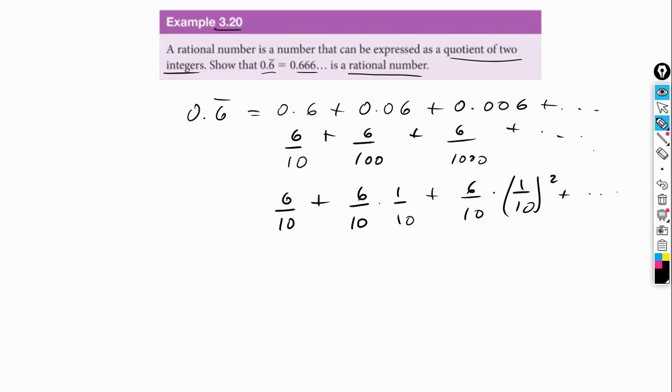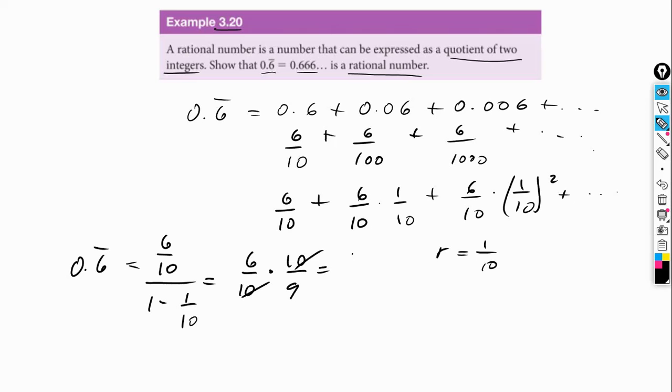So notice that we have a common ratio of 1/10, right? R would be 1/10. And because R is less than 1, this infinite series would converge, right? So that means that 0.6 with 6 repeating indefinitely is going to equal the first term, 6 over 10, divided by 1 minus the common ratio. And then if we do the math here, we're going to get 6 over 10 times 10 over 9. This cancels out. We get 6 over 9, and this is the same as 2/3. So we have proven that 0.6666 is a rational number, because it can be expressed as the quotient of the integers 2 and 3.